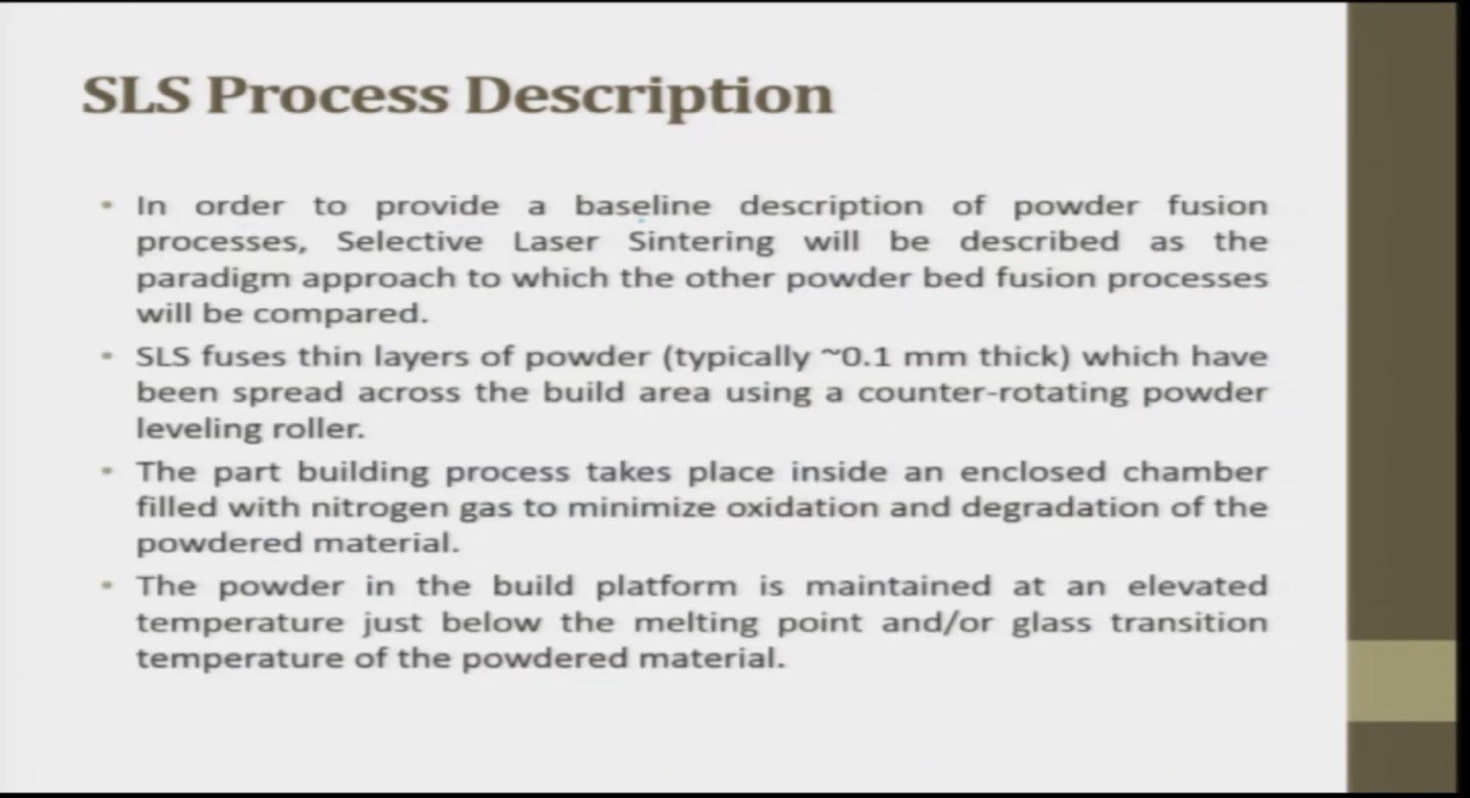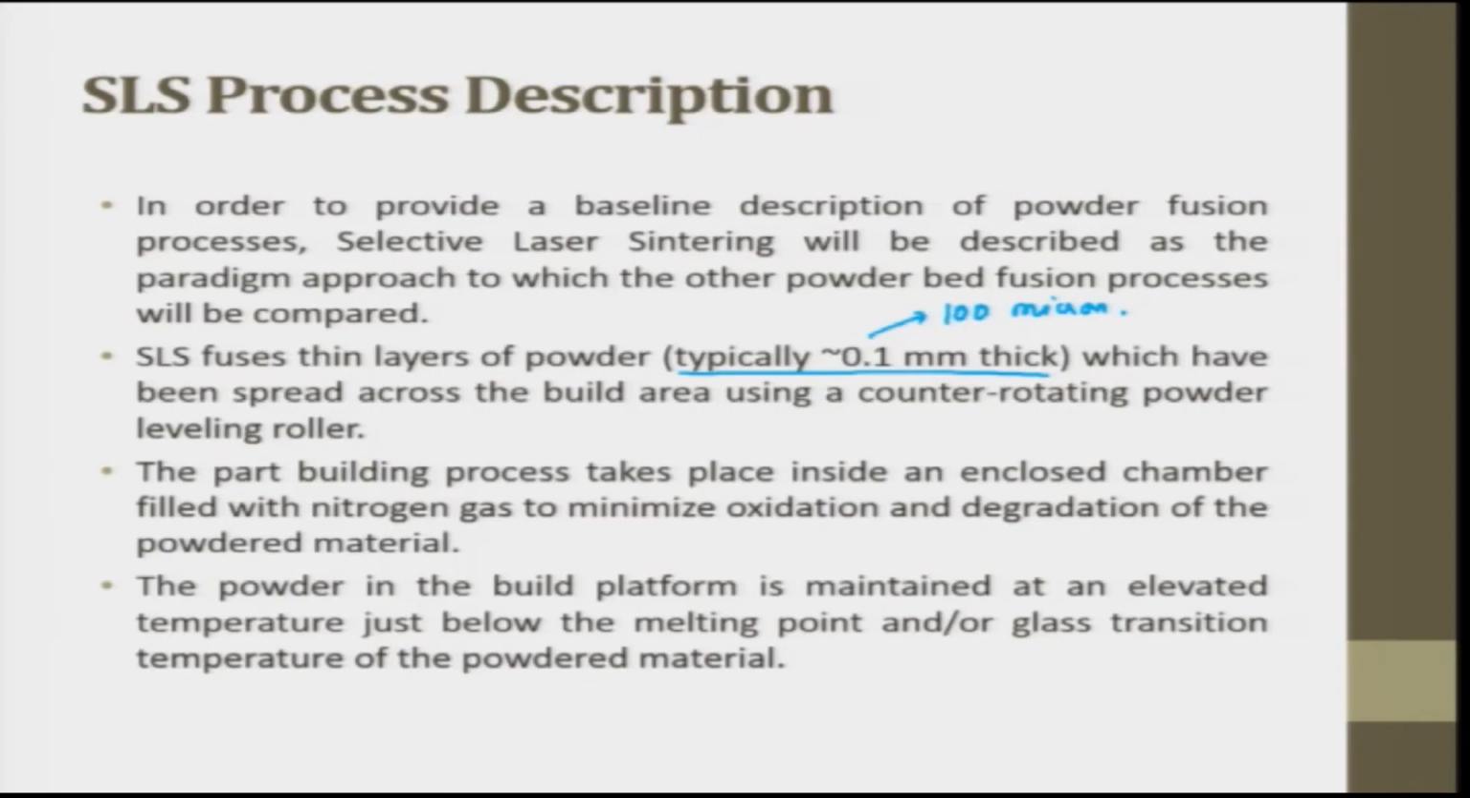In order to provide a baseline description of the powder fusion process, selective laser sintering will be described as the paradigm approach to which the other powder bed fusion processes will be compared. SLS fuses thin layers of powder, typically of 0.1 millimeter. This is 100 micron. So with the SLS powder-based process, the layer thickness can be a few hundred microns, which is spread across the build area using a counter-rotating powder leveling roller.